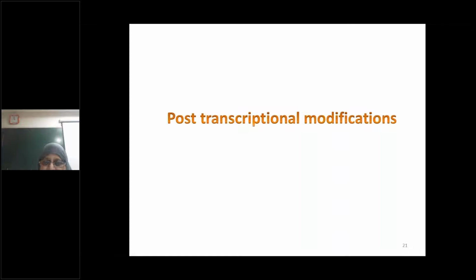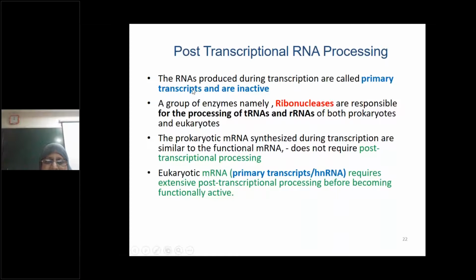So once the primary transcript, that is heteronuclear RNA, is formed, in order to become the mature mRNA it has to undergo extensive post-transcriptional modification. The RNA produced during transcription is called the primary transcript, and it is inactive. A group of enzymes, namely the ribonucleases, are responsible for the processing of transfer RNA. Whenever transfer RNA is synthesized by the respective polymerase enzymes, or ribosomal RNAs are formed, they undergo processing by ribonucleases in both prokaryotes as well as in eukaryotes.